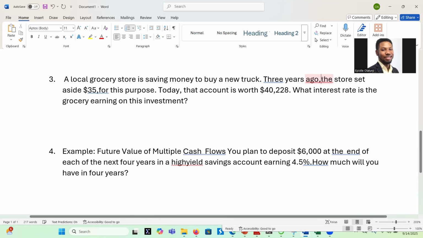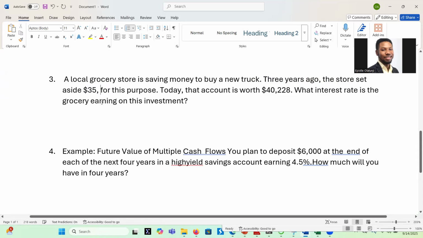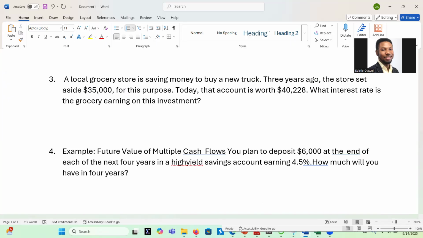3 years ago, the store set aside $35,000 for this purpose. He's trying to buy a new truck, so he set aside $35,000. Today, that account is worth $40,228. What interest rate is the grocery earning on this investment?